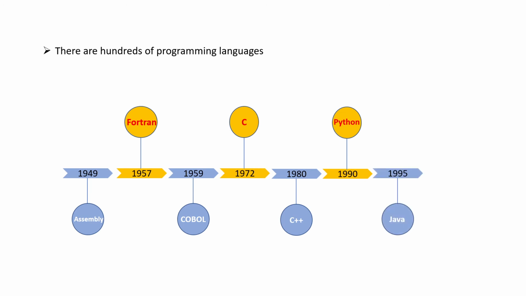Java came in 1995 and is a very popular language whose motto is write code once and run everywhere, meaning it was able to run on any operating system such as Windows, Linux, or Mac.